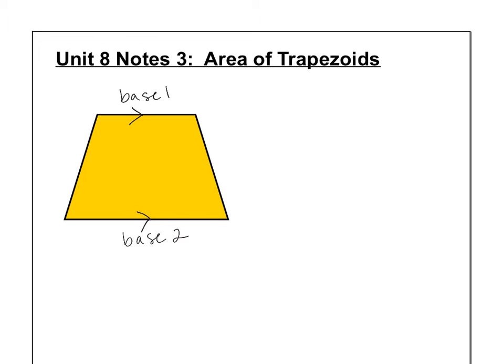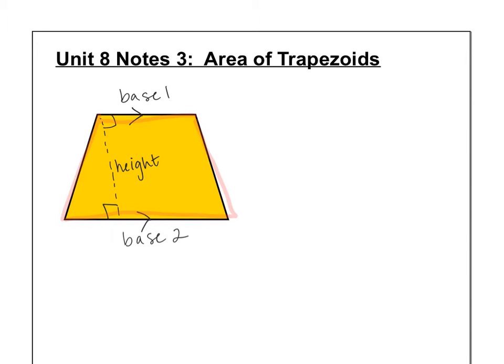And then the height would come down and be perpendicular to those two bases. It has to be 90 degrees. It has to meet them both at 90 degrees. And if we wanted to find the perimeter, we would add up all the sides around the outside of the shape. We would add this plus this plus this plus this.